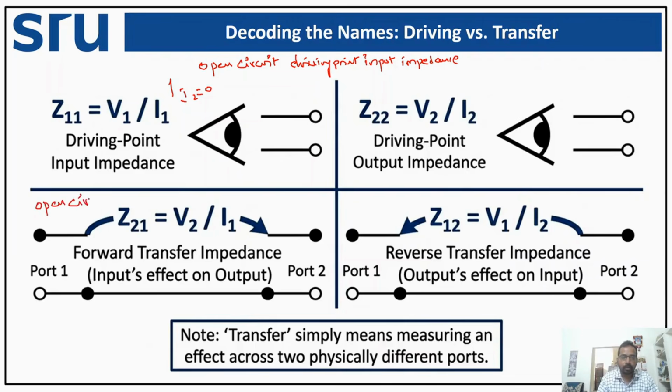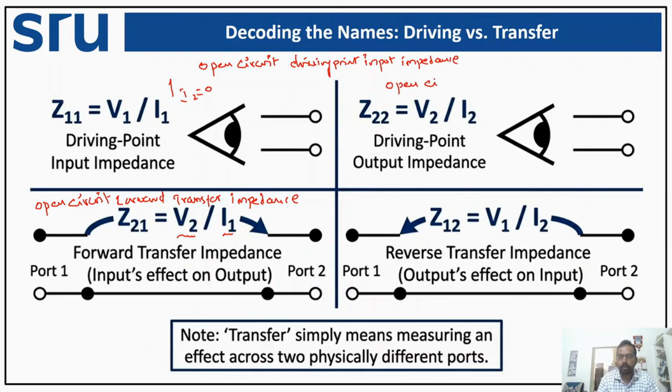So it's an open circuit, and we are trying to put an input at I1, and we are trying to measure voltage at the other output terminal. So it's a transfer. And we are going from 1 to 2, so it is a forward transfer, and it's a ratio of voltage to current. It is an impedance. Similarly, the Z22, it is also obtained while we try to open the input terminal.